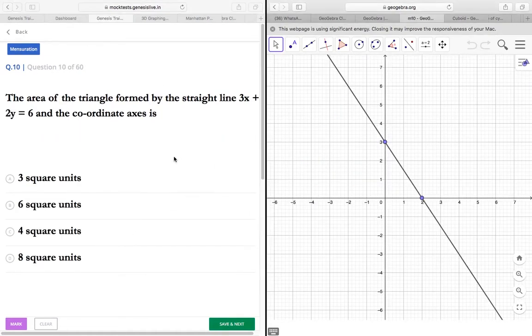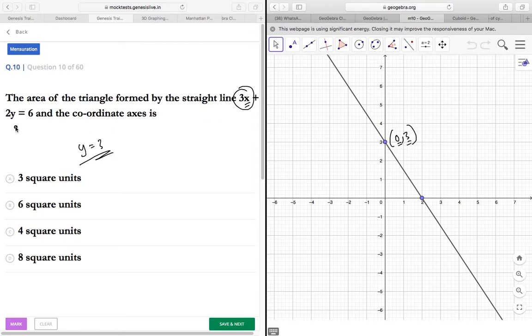The area of the triangle formed by the straight line 3x plus 2y is equal to 6. Now how do you determine this straight line? Very simple. Substitute the value of x as 0, you get y is equal to 3. That means one of the points is 0 comma 3, that is when the value of x is 0, y is 3. This is the first point.